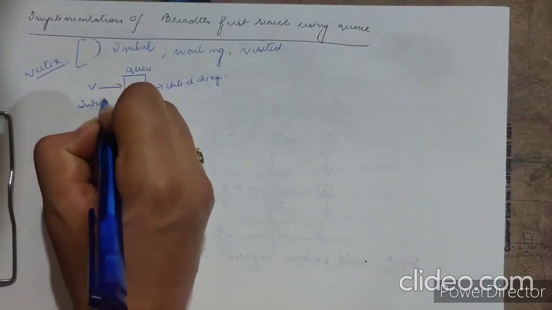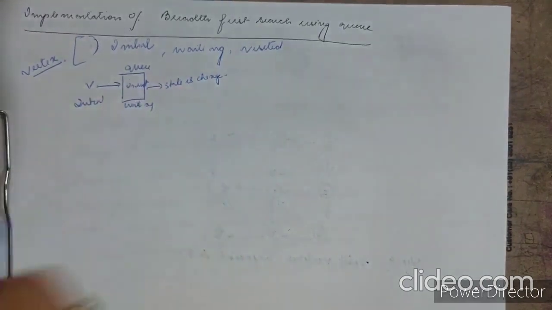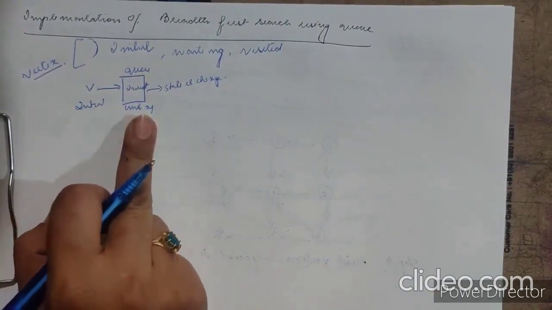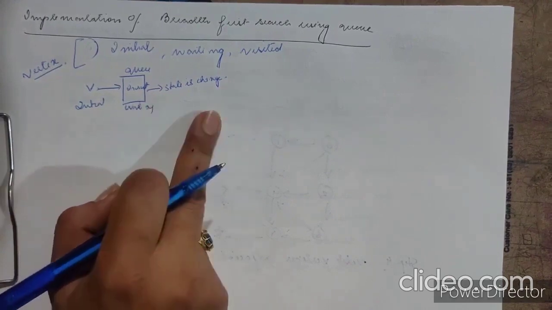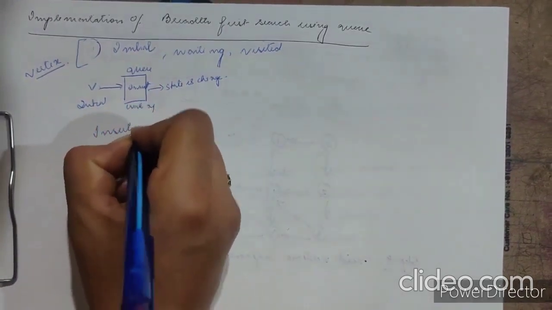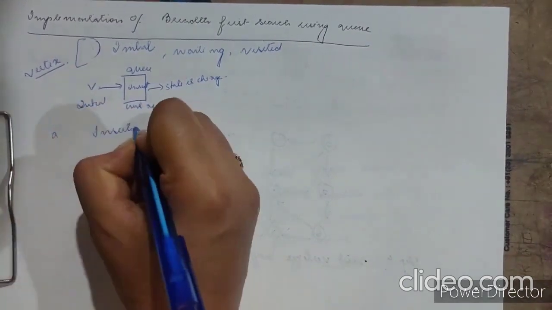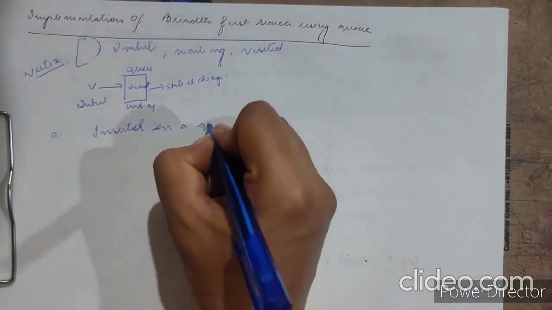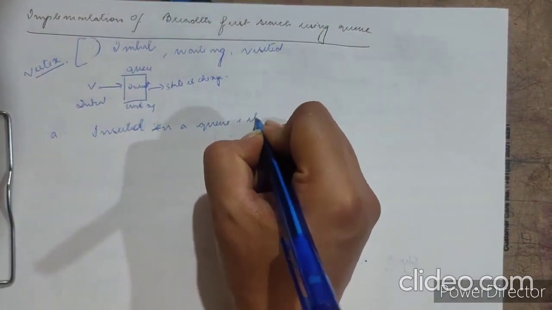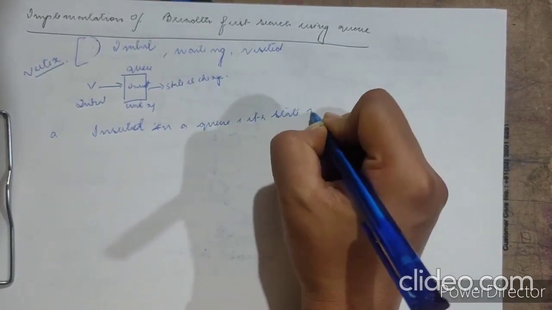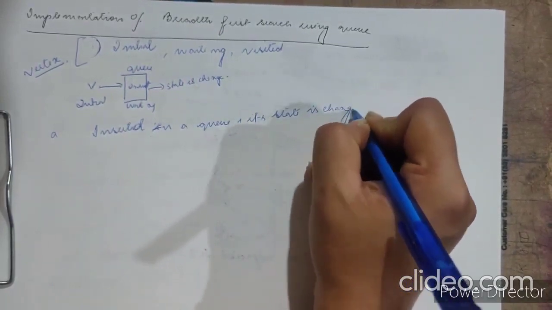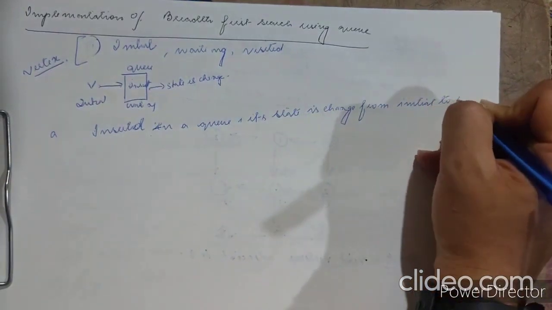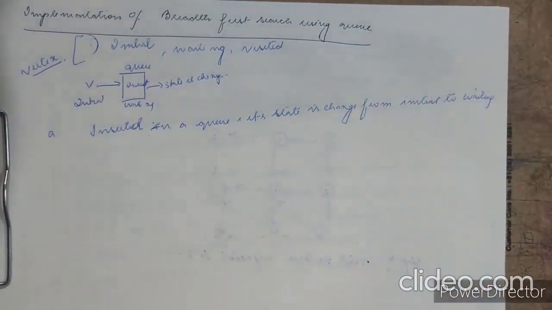This is your initial and this is your waiting. So when a vertex is inserted in the queue, its state is changed from initial to waiting. Got it? From initial to waiting.